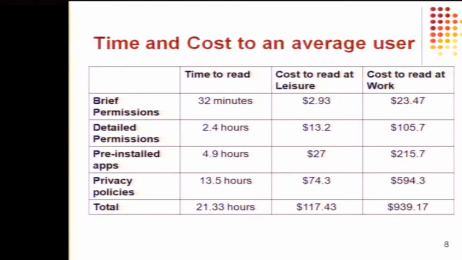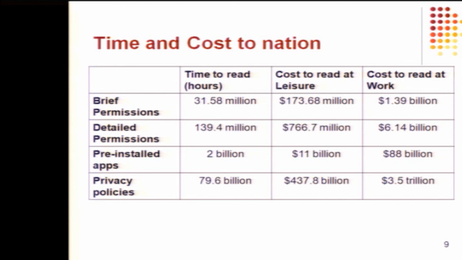This is for one app? No, this is for all the apps that the user encounters annually. This is for a point estimate of 101 applications a year. Okay, except for the pre-installed. Yeah, except for the pre-installed apps. And we use the same simple equation for getting the time and cost for the nation.